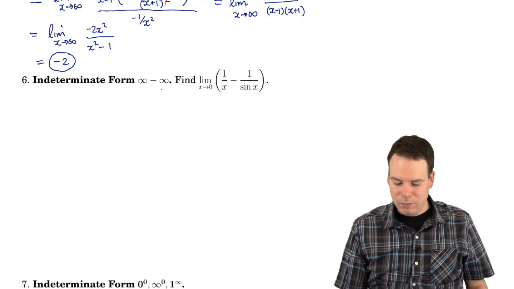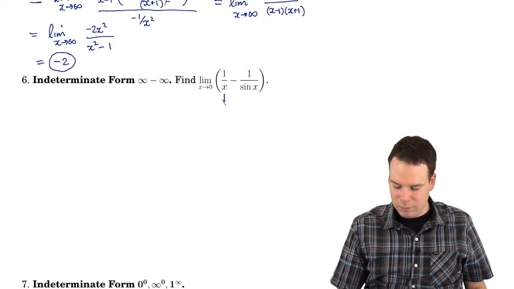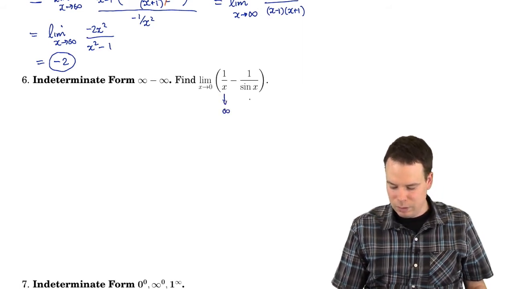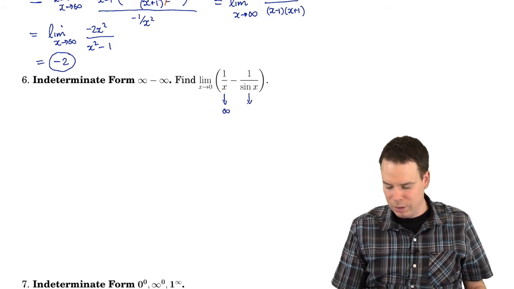This is of type infinity minus infinity. So we have as x goes to 0, this goes to infinity. As x goes to 0, this goes to, well, it depends on which side of 0 you're coming from. It's either positive or minus infinity.